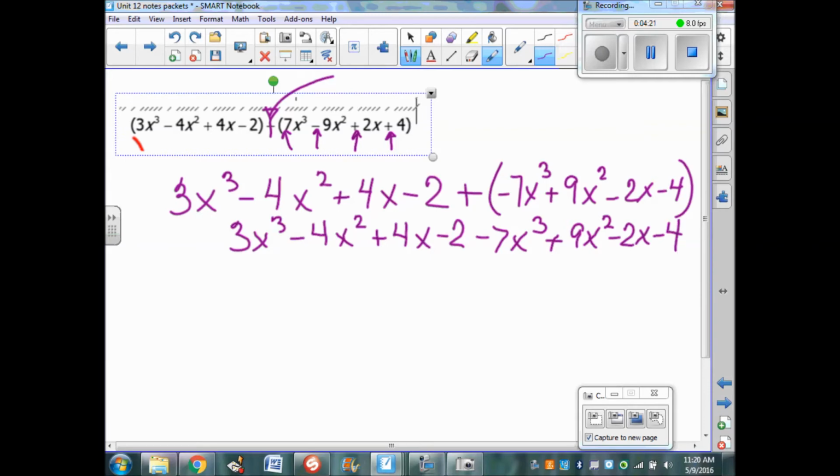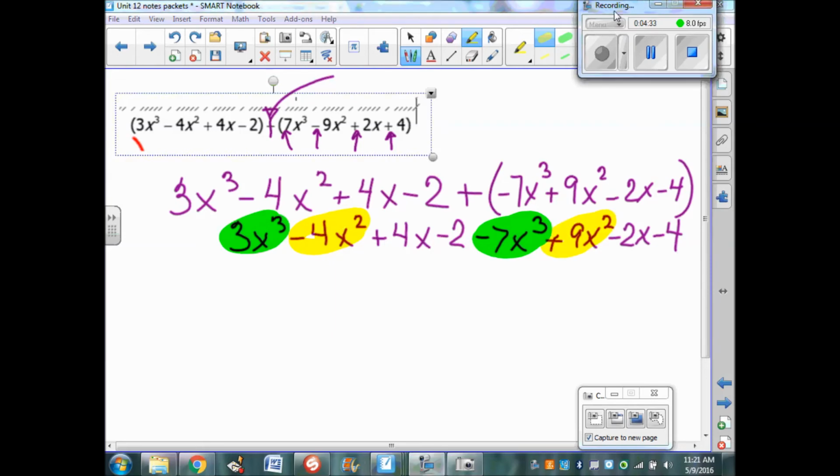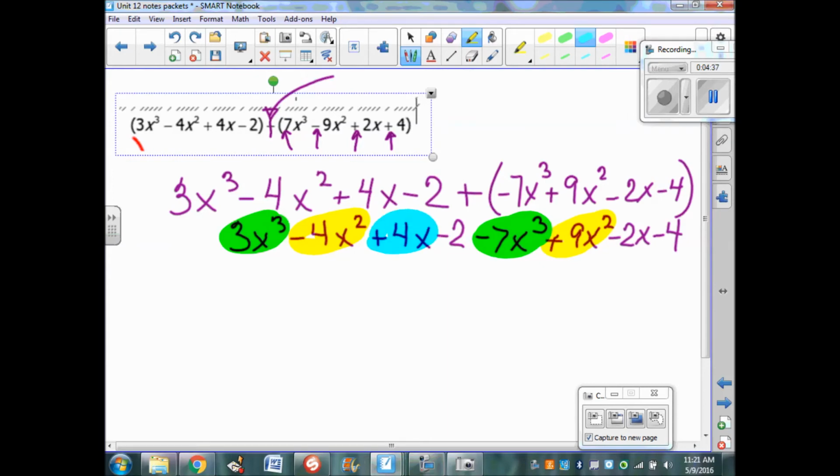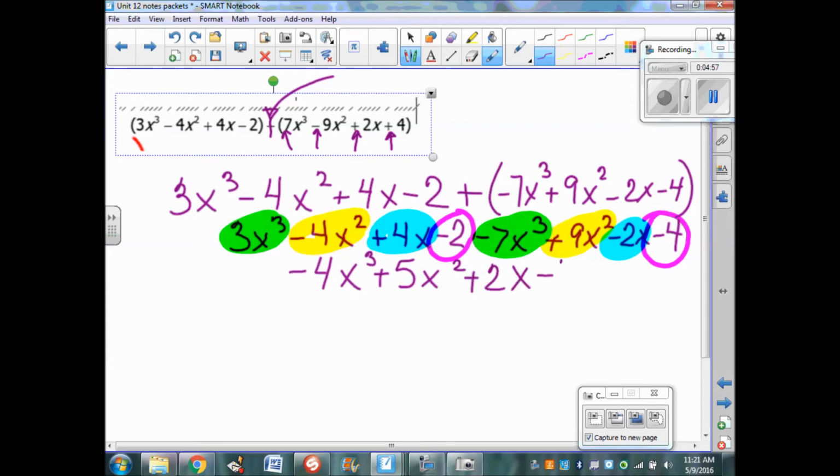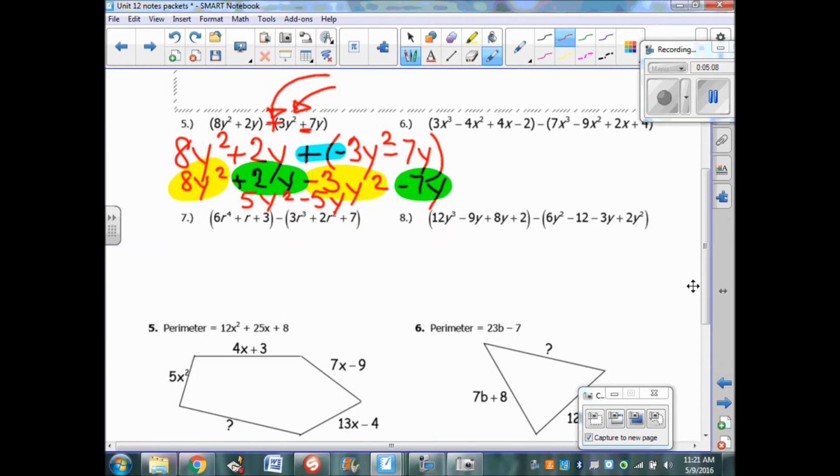Get your highlighters out. Cubes. Squareds. X's. Constants. Okay, so now let's combine like terms. So negative 4x cubed plus 5x squared plus 2x minus 6. There's my final answer, in simplest form. So the only thing that's new so far is just changing the sign to addition, and then it's just combining like terms. That's exactly what we did last time. You're going to do number 7 and 8 to bring to class with you.